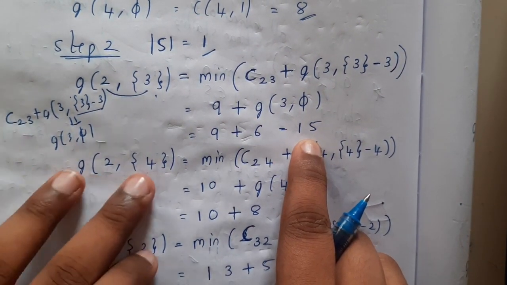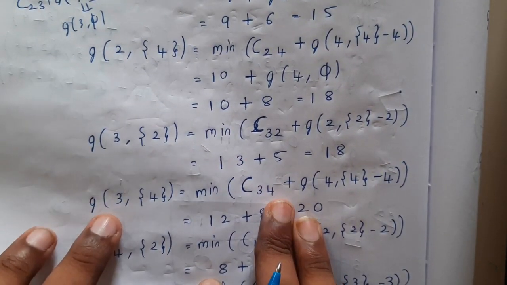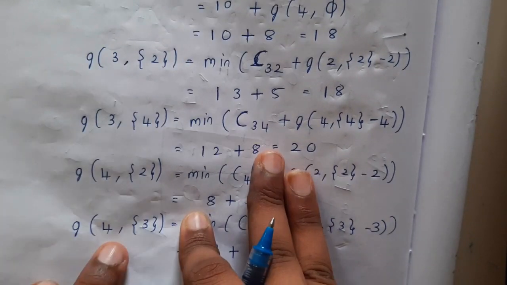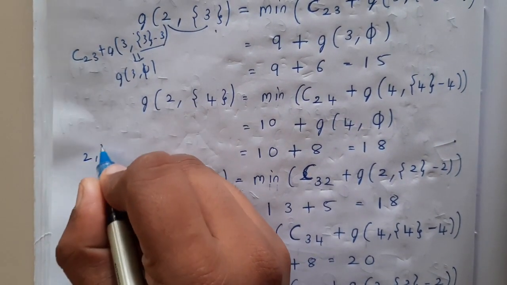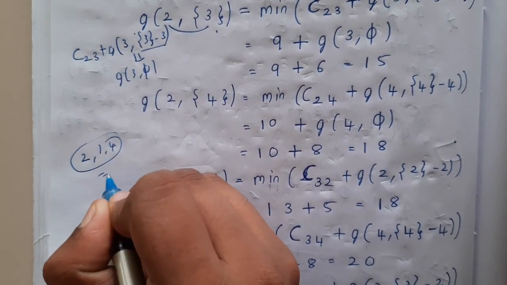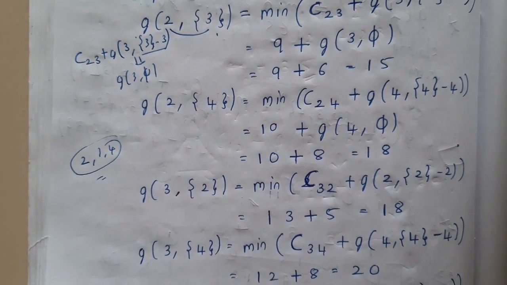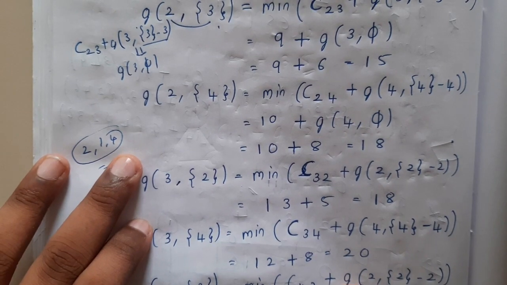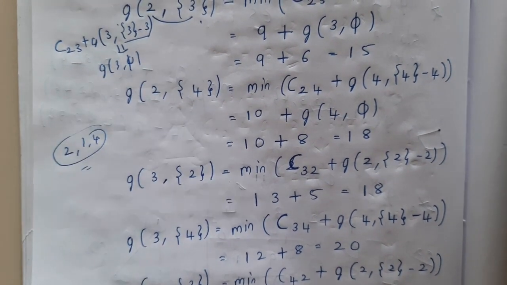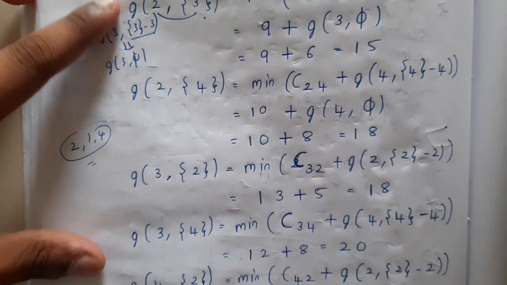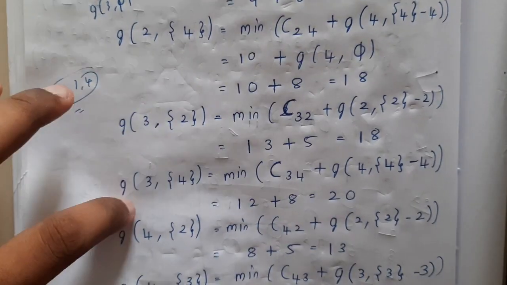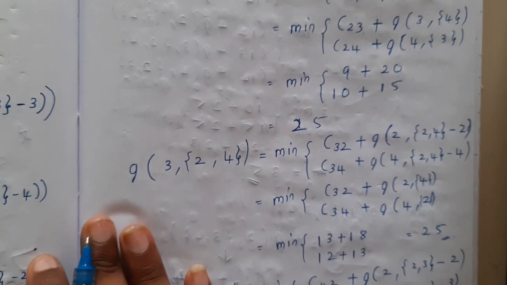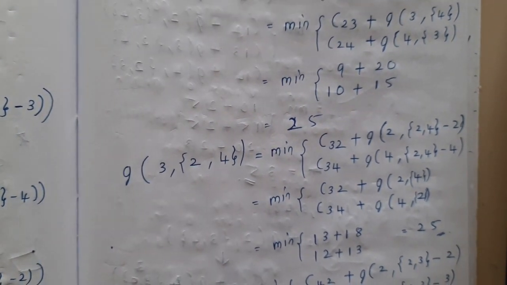Similarly, you will be doing it for 2, 4, 3, 2, 3, 4, 4, 2, 4, 3. So all the possible combinations of 2, 3, 4 we will be doing here, guys, because 1 is already done. You are starting from 1 only, right? So you will be selecting 2, 3, 4. Now we got all the values: 15, 18, 18, 20, 13, 15. Once we got all the values, we will continue to the next step.